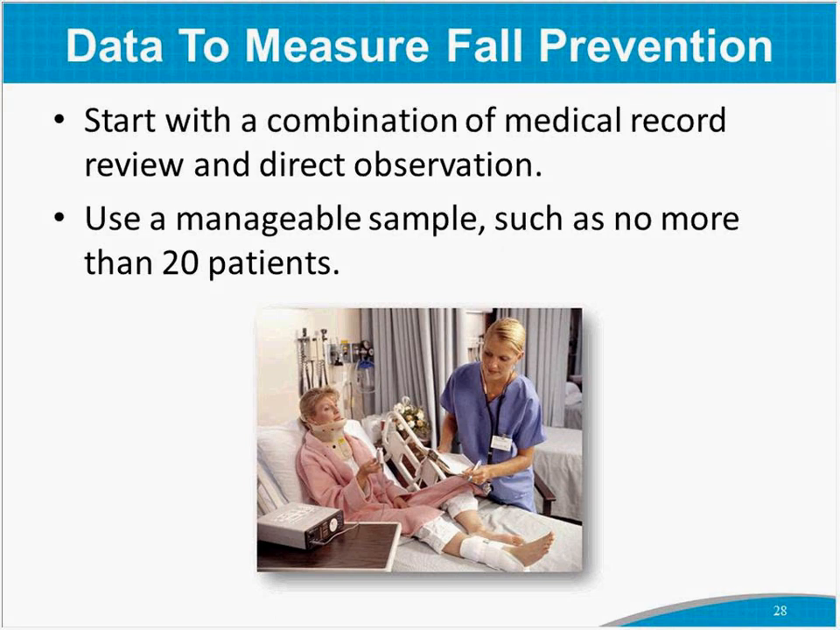The combination of medical record review and direct observation. And if you do medical record review, start with manageable samples, such as no more than 2 patients. The other benefit of direct observation is that if you see that an intervention that should be in place is not in place, then you can go ahead and take action, because this isn't research, this is quality improvement, so you always want to do whatever you can to make the patient safer.